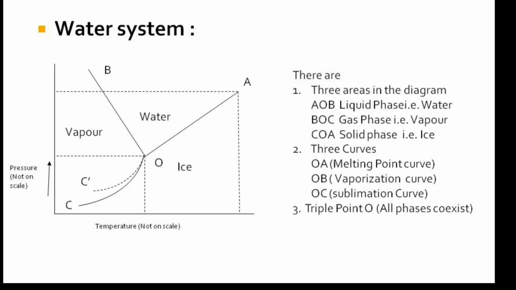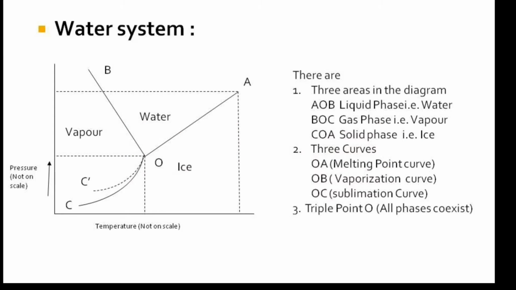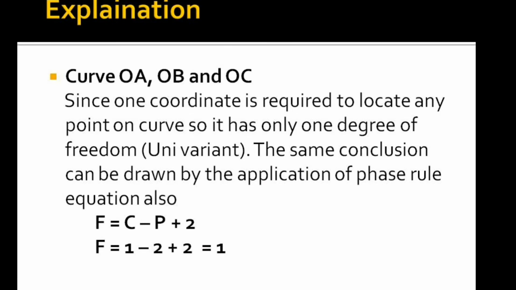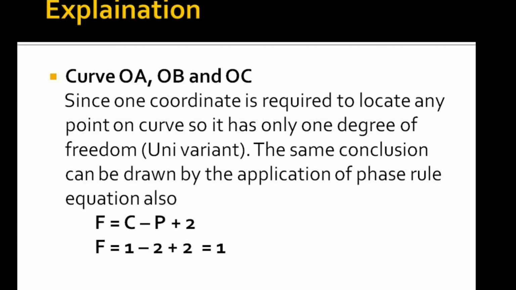Whatever degrees of freedom we expect, if the same appears by the application of phase rule, that is P plus F is equal to C plus 2, then this is the application of phase rule to this water system. Now let us discuss along curves OA, OB, OC. The number of degrees of freedom expected is 1, because these are curves, and in order to locate the position of a point on the curve or line, only 1 coordinate is required. That's why degrees of freedom is 1.